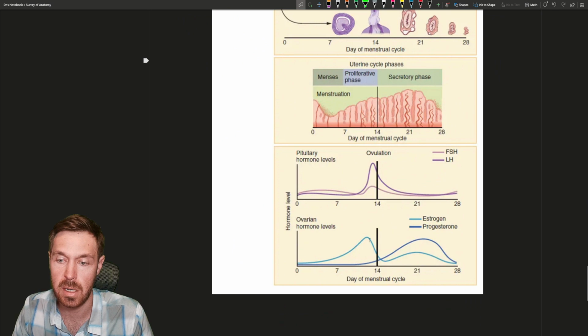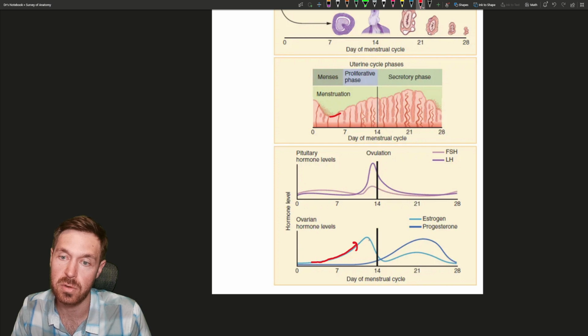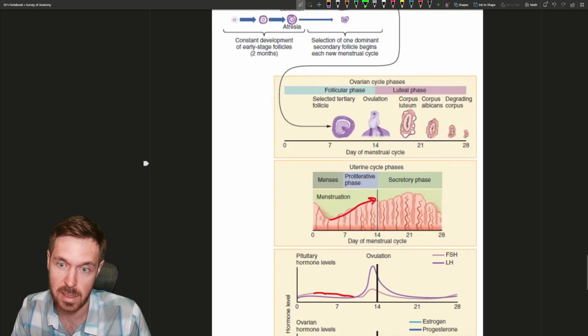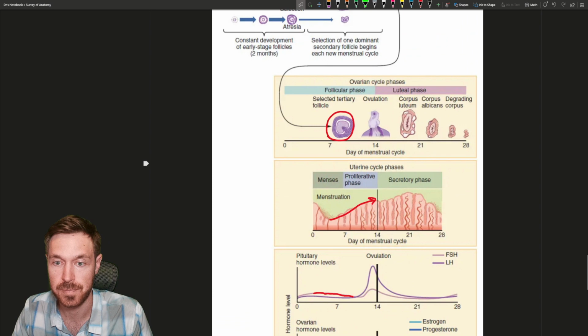So this image here is showing as estrogen level in light blue increases, you see the endometrium also growing inside. So proliferation of growing is the proliferative phase of the wall, inner wall of the uterus. And here you see FSH and LH levels. As this FSH level begins to drop a little bit, you select a dominant follicle.